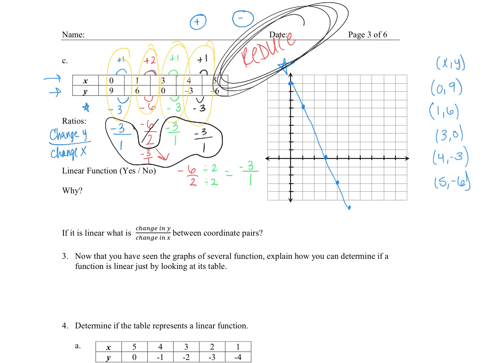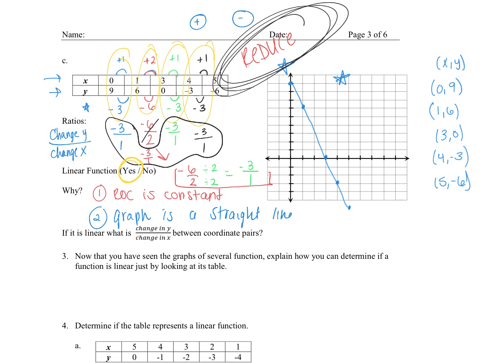Okay? So now what you're going to do is answer that, yes, this is linear. Okay? And 1, it's linear because your rate of change is constant. Okay? And 2, your graph is a straight line. Okay? And then lastly, if it is linear, what was our rate of change? And we know that our rate of change here was -3 all over 1. Okay, that's your rate of change.